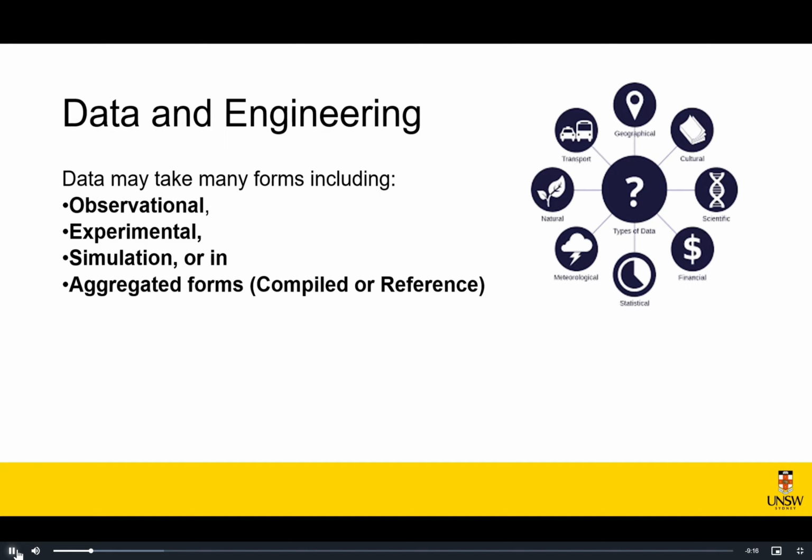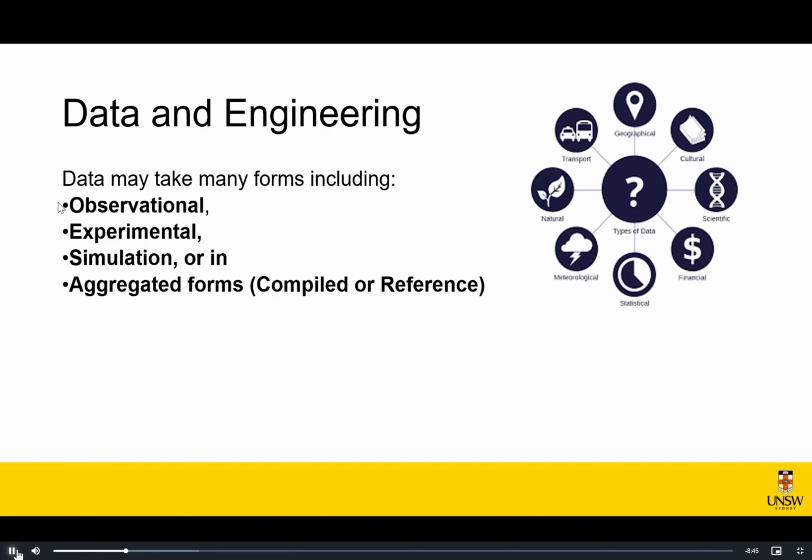However, it could also be described based on where it originates from or even what it describes. So for example, you can see here in the diagram that there's many different types of data. These are relating to where they originate from. They could be geographical, cultural, scientific, financial. These all represent a wide variety of different data types. And the form that the data takes could also vary as well.